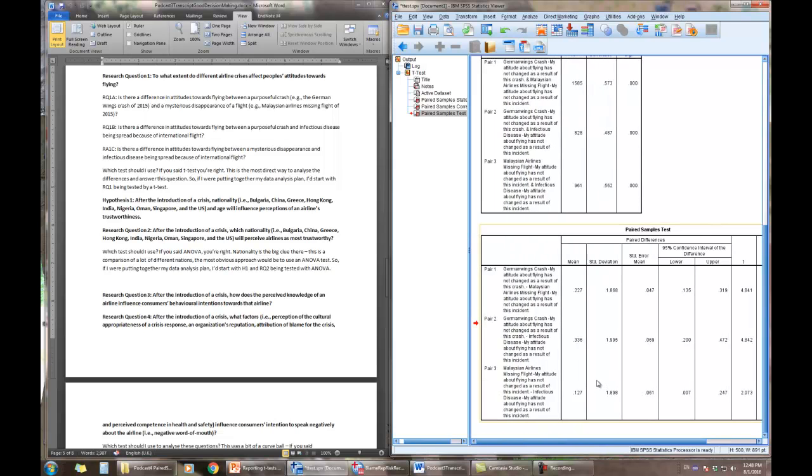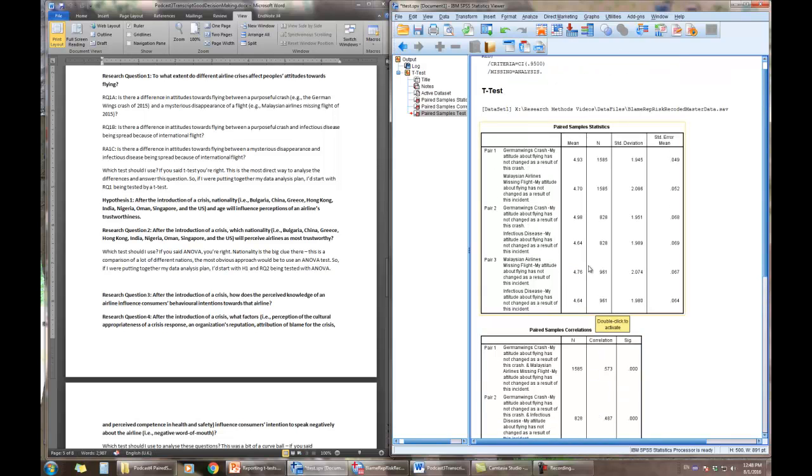Now, we know that they're significant, but now what do we do with them? Well, to understand our findings, let's go back up to our first box, where it actually tells us our means. So, the research question asked if there was a significant difference in attitudes towards flying between a purposeful crash and a disappearance, between the disappearance and infectious disease, and between the infectious disease and the purposeful crash. Basically, the big picture is, does the type of crisis or the type of airline disaster influence people's attitudes about flying? So, we know that there are significant differences now. Now, how do we interpret our findings?